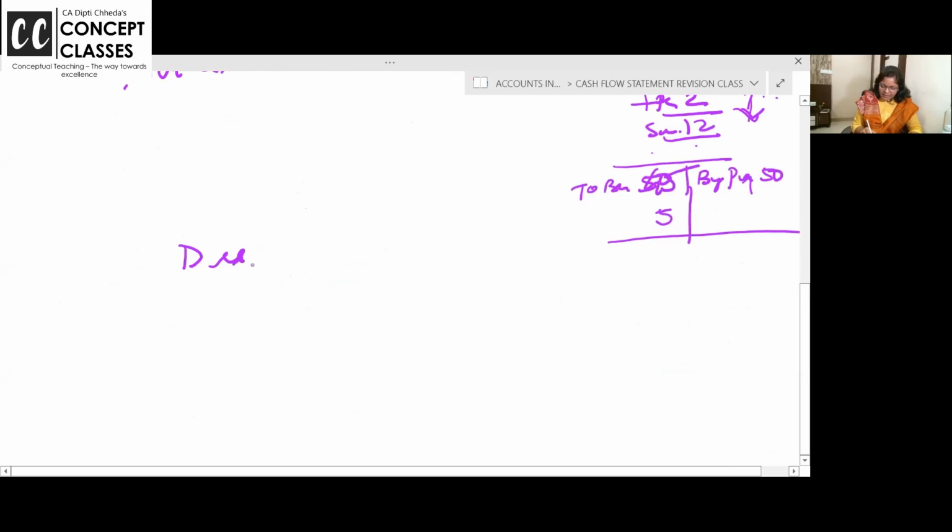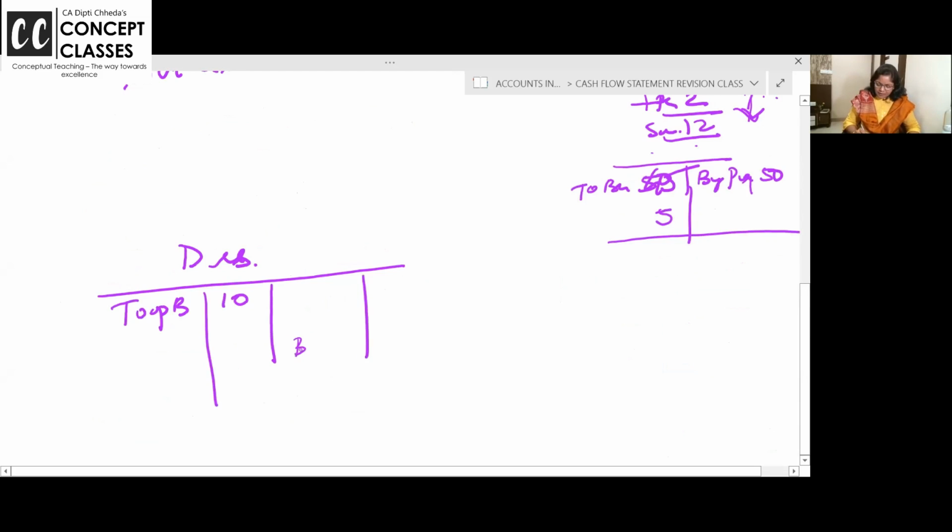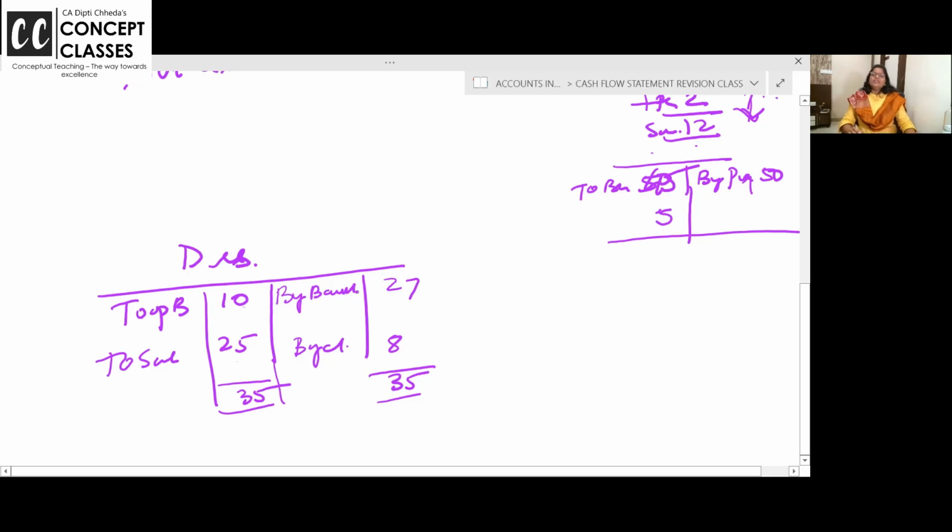This is my debtors' account. Opening balance of debtors is 10 rupees, closing balance of debtors 8. During the year I have sold 25. 10 rupees I had to receive from my debtors, so I sell the goods on credit. 25 I have already sold, so total it is 35. Out of 35, 8 rupees are pending. So that means 27 I have already received by bank, or I may have received 25 and 2 rupees is bad debt, whatever it may be.